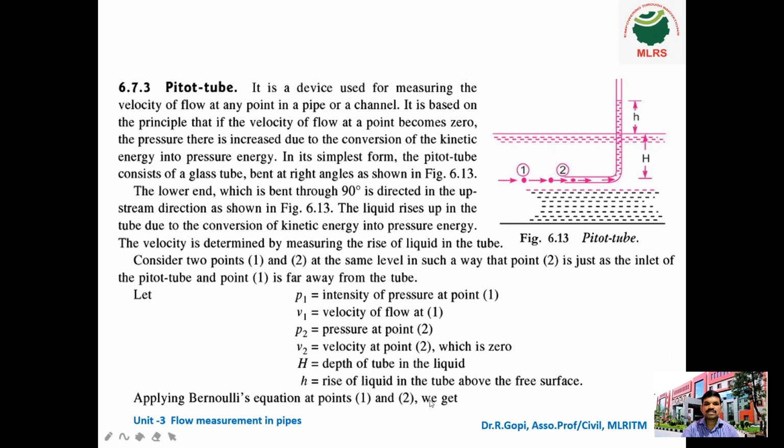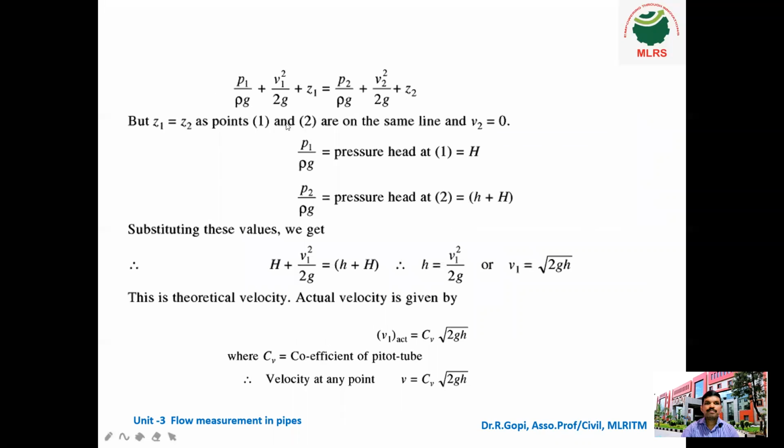Applying Bernoulli's equation at points 1 and 2, we get P1 by rho g plus V1 square by 2g plus Z1 equal to P2 by rho g plus V2 square by 2g plus Z2. This is the Bernoulli's equation I am applying in section 1 and section 2. Here the datum lines are the same, so both the first point and second point lie at the same level, so Z1 equals Z2. P1 by rho g, the pressure head at 1, is capital H, and P2 by rho g, the pressure head at 2, is small h plus capital H.